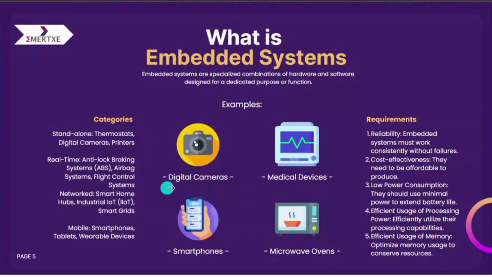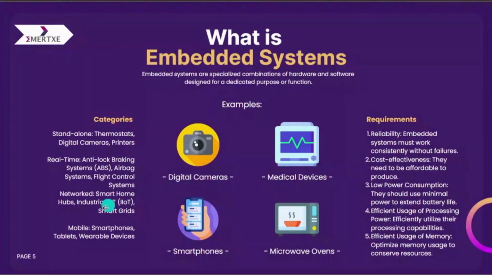Now let's take a look at some devices that use embedded systems. So here we have digital cameras, smartphones, medical devices, and microwave ovens. And embedded systems are all around us in various forms. Some are stand-alone devices like thermostats that control the temperature in our homes, digital cameras that capture our precious moments, and printers that produce documents. Also, in real-time situations, embedded systems play a crucial role, such as in anti-lock braking systems, known as ABS, that help us stop our cars safely, airbag systems that protect us during accidents, and flight control systems that ensure airplanes fly smoothly.